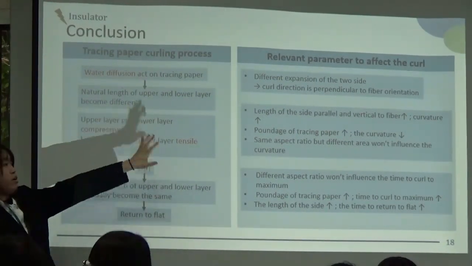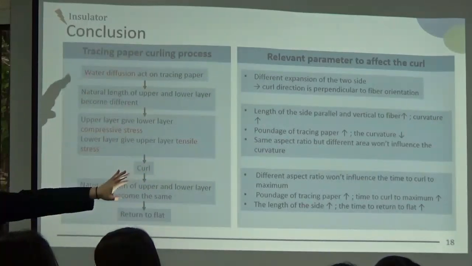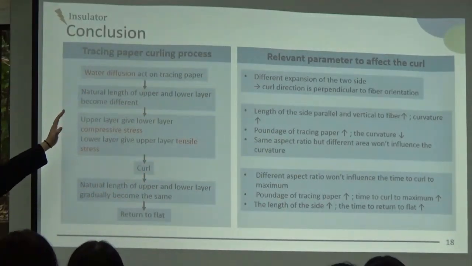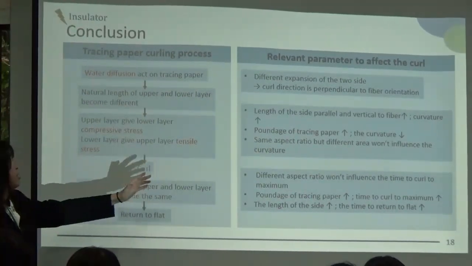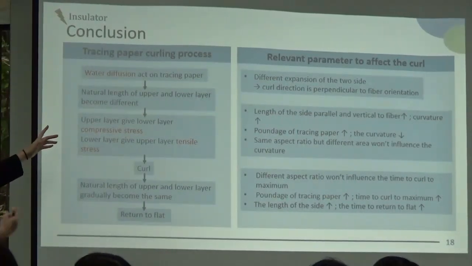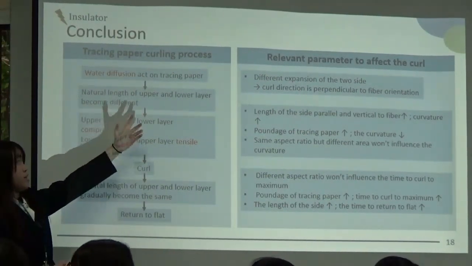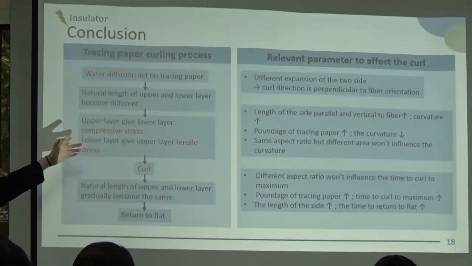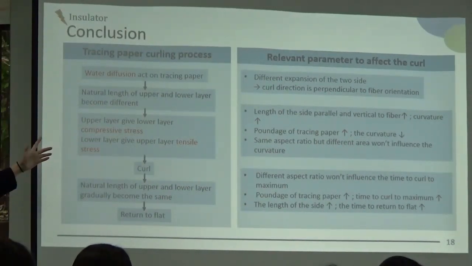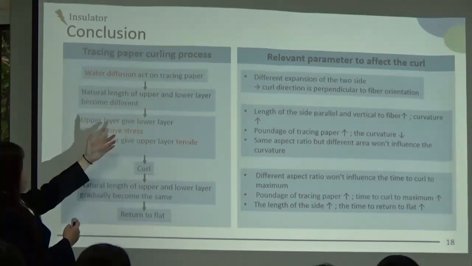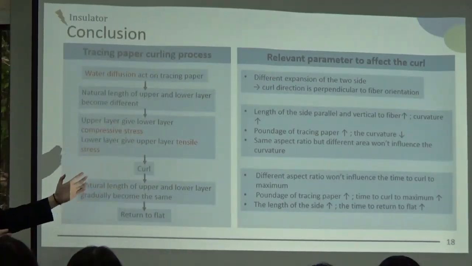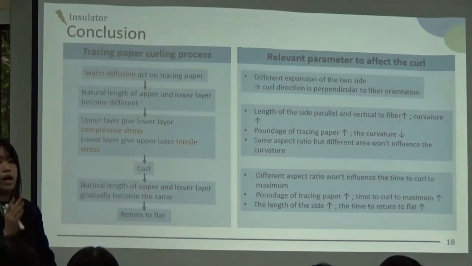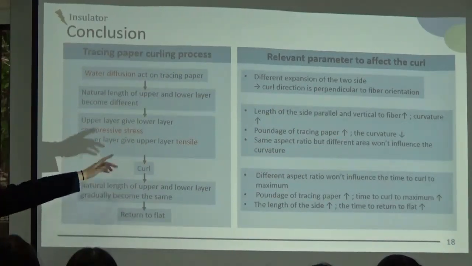So these are my two main focuses in this experiment. The first one is the tracing paper curling process. So how does it proceed? The water diffusion acts on the tracing paper, then the natural length of the upper and the lower layer become different. The upper layer gives the lower layer compressive stress, and the lower layer gives the upper layer tensile stress. So it will curl.